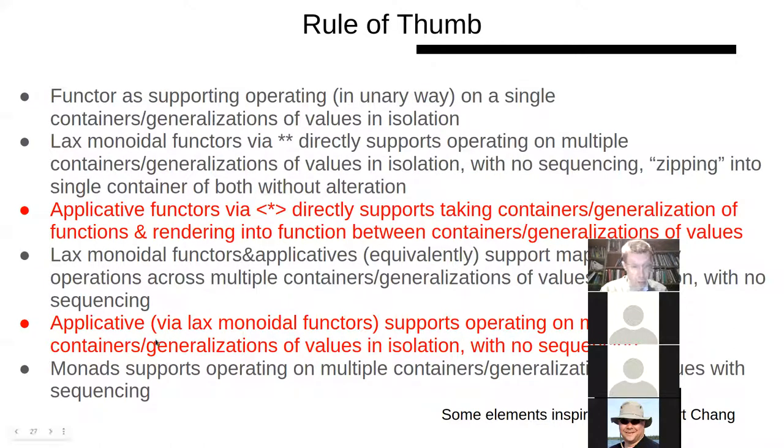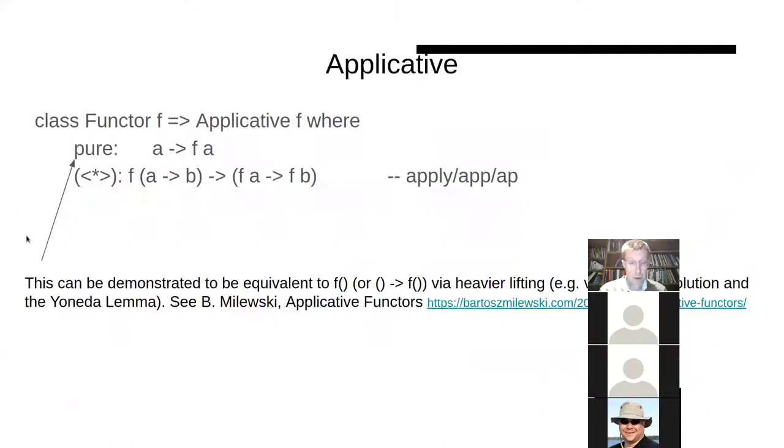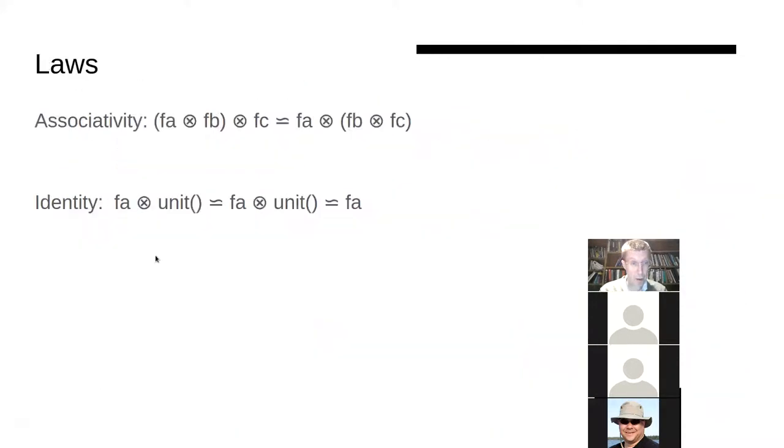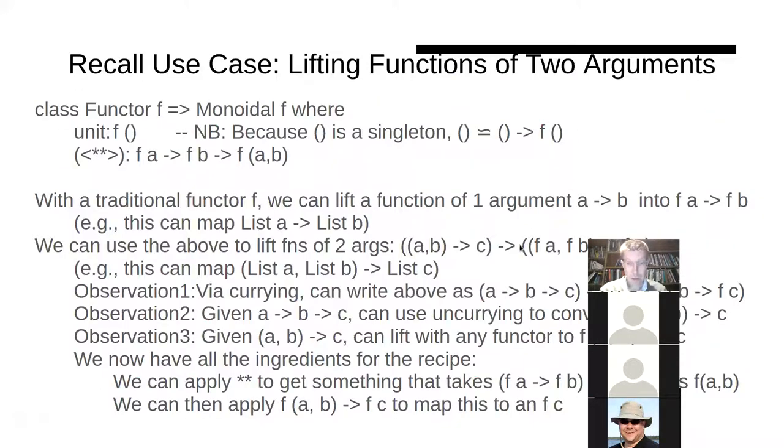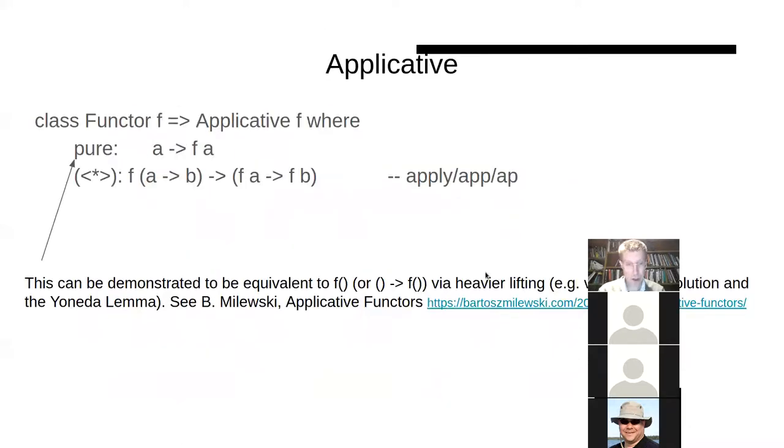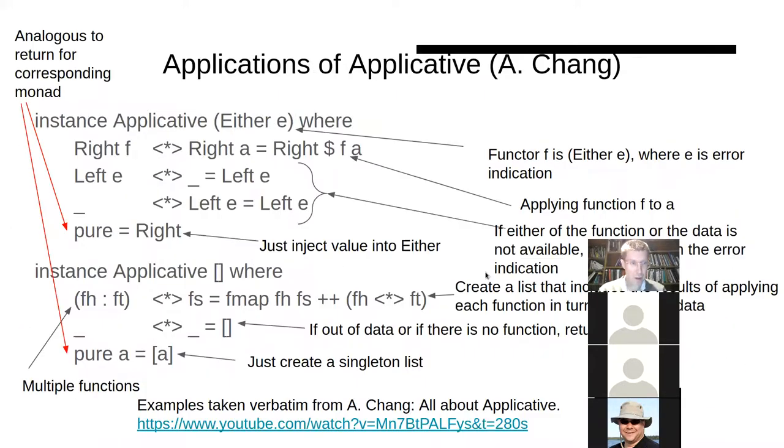By contrast, applicatives and lax monoidal functors allow you to operate on multiple things that are independent of each other and combine them to get something that combines the effectful versions of those, the generalized versions that operates on pairs of lists, for example, and returns a list. Okay, so how are we going to do that with a functor?